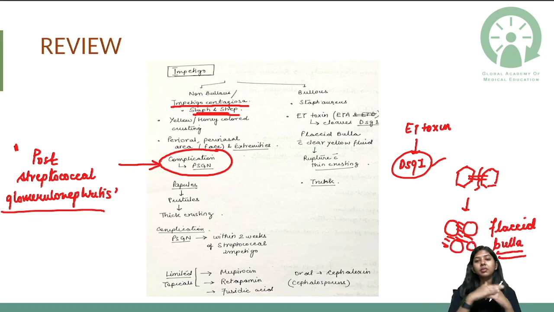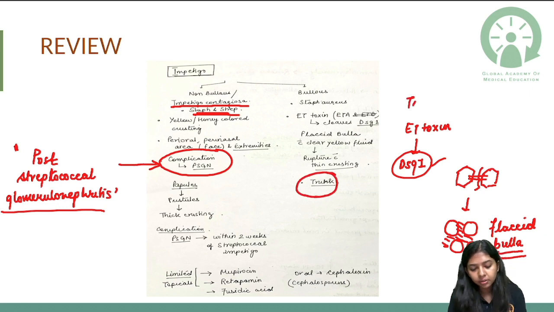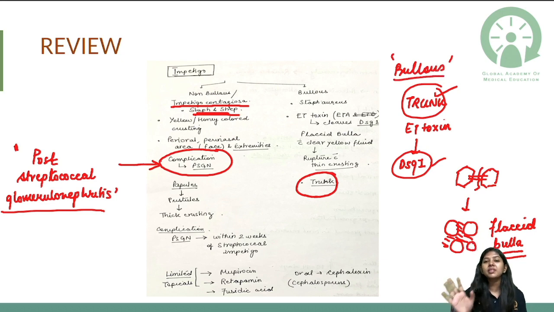Desmoglein 1 is present in the upper layers of the epidermis and it's not compensated by desmoglein 3. If you have read immunobullous properly, you will know what I'm talking about. So you get flaccid bulla in the subcorneal layer and there is cleavage of desmoglein 1. Eventually these bulla rupture easily because they are very flaccid and form thin crust. What is the most common site? It is the trunk. So bullous impetigo will involve the trunk, you will get flaccid bulla that ruptures easily and leaves crusting.